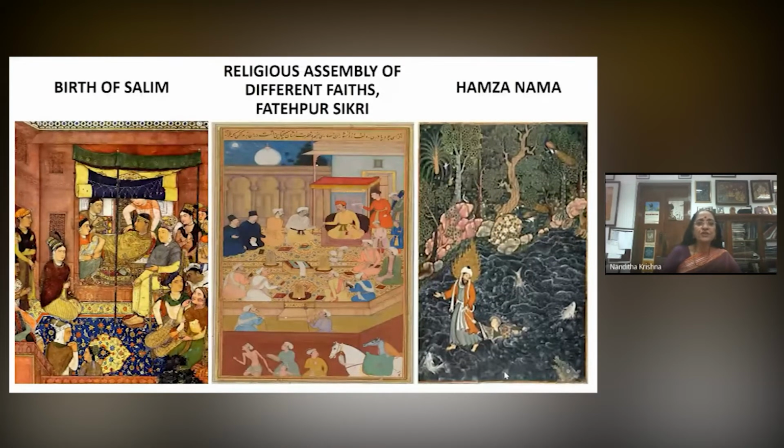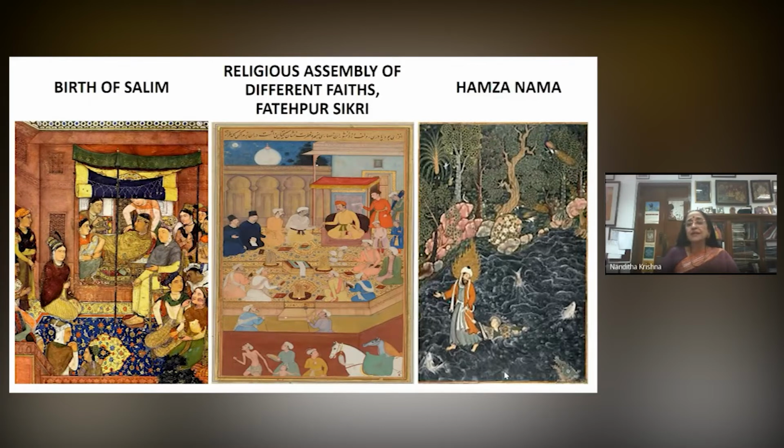The first picture is the birth of Salim, and you can see the difference. The Rajput princess is brown skinned, whereas all the others are fair skinned or light skinned, whatever you say. And you can see the baby being held by one of the women. In the center, this is Akbar having a religious assembly of different faiths. As you know, he was very interested in religion and was always trying to have discussions.